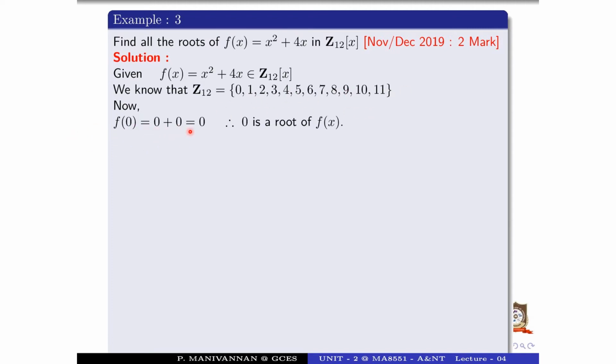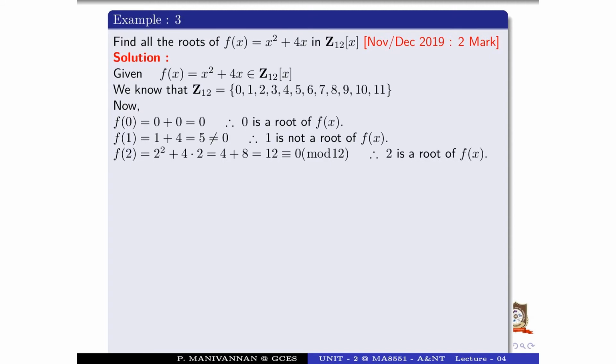First, f(0) = 0, so 0 is a root. Similarly f(1) = 1² + 4·1 = 1 + 4 = 5, which is not equal to 0. Therefore 1 is not a root. Then f(2) = 2² + 4·2 = 12, and 12 mod 12 is 0. Therefore 2 is a root.